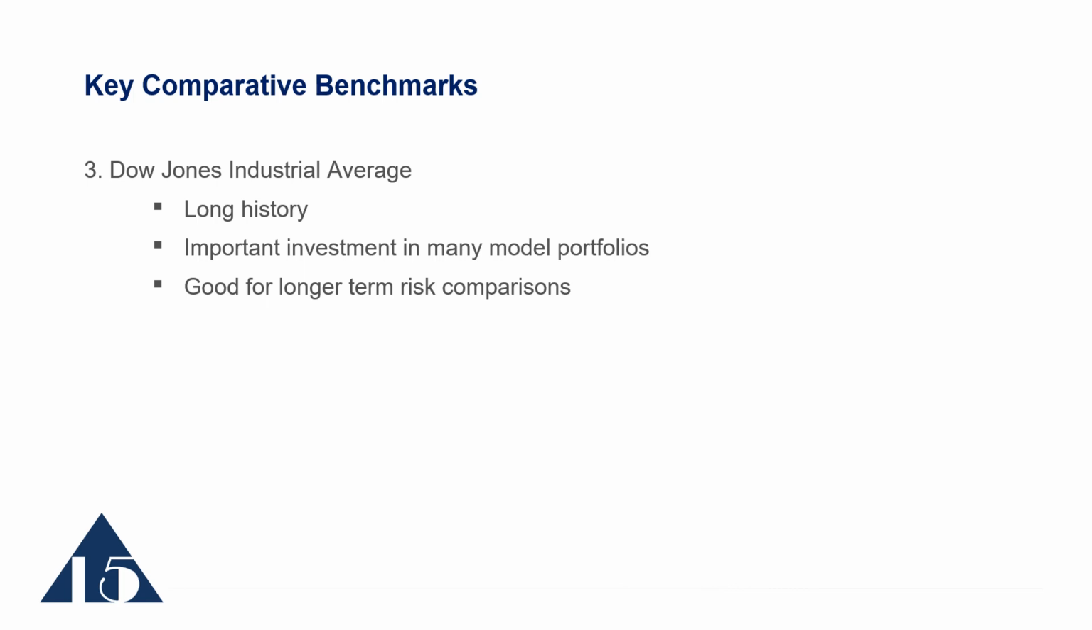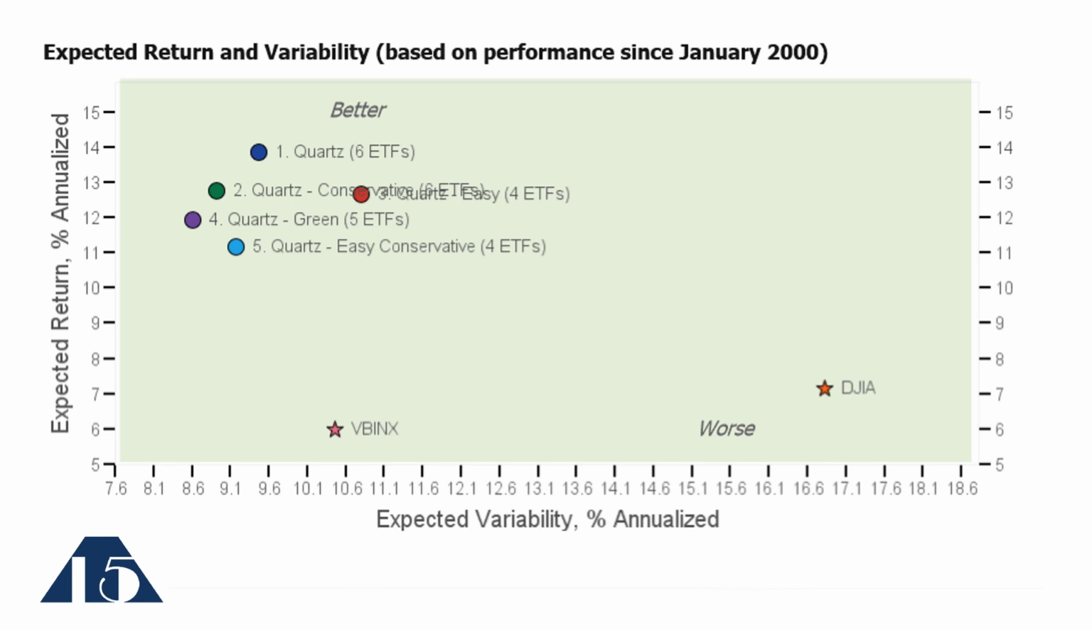The third comparative benchmark is just simply the Dow Jones Industrial Average. This is attractive to us because it has a long history, it's an important investment in many model portfolios, and it's good for longer term risk comparisons. This is a risk and return chart that appears at the top of many publications. The vertical axis is the expected return, and the expected return in this case is simply the return of the simulation since January of 2000. The horizontal axis is the expected variability, and variability is the standard deviation of weekly returns on an annualized basis.